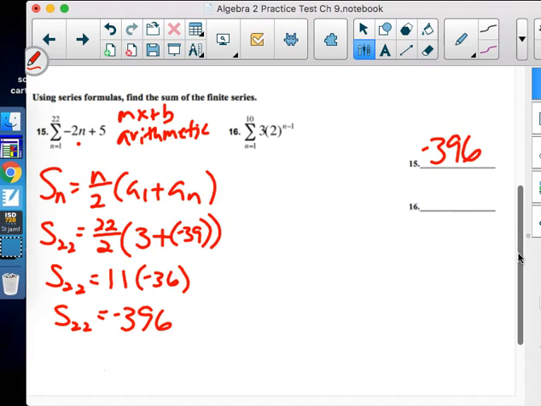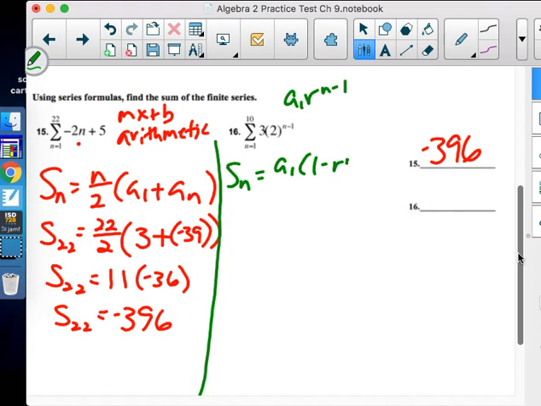Well, 16 surely does not look arithmetic. What does that look like? That is definitely geometric. That looks just like our geometric rules. A sub 1 times r to the n minus 1. So I'm looking at my formula sheet. I'm looking for the big S, but it can't have a plus in it. And I find that monster.